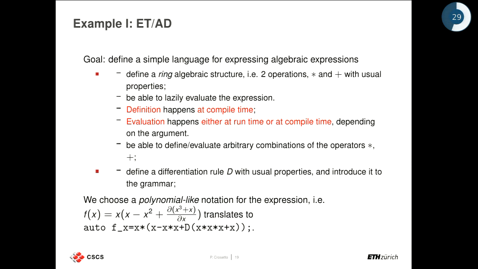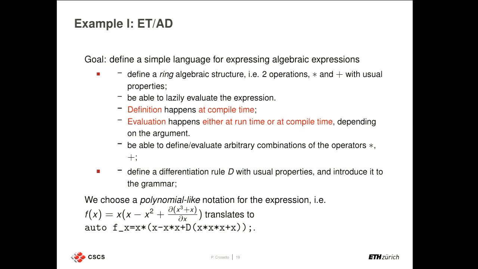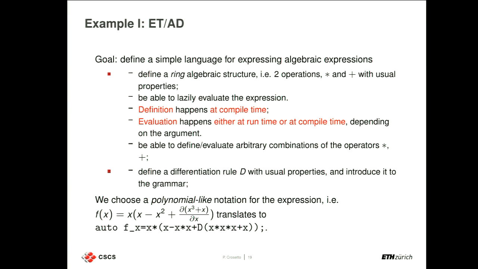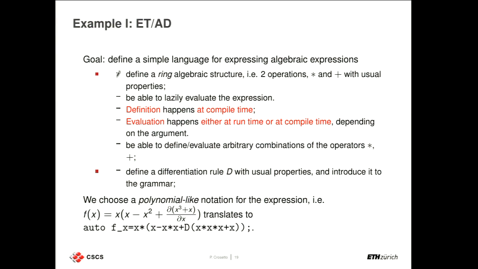Okay, so we want to define a language for expressing algebraic expressions, and our variables, which should be called x, can be everything. For this reason, it's an example of generic programming: the algebra of functions, an algebra of series, an algebra of matrices, whatever, with the same code. So we want this code to be generic enough to support all of these things.